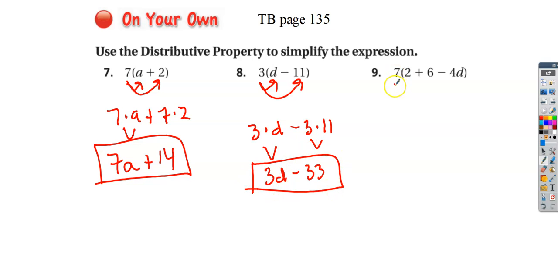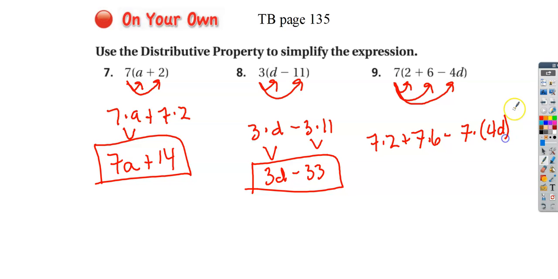Okay, last one. This is a little trickier because there's 3 multiplications to do. 7 times 2 plus 7 times 6 minus 7 times, I'm going to put the 4D in parentheses because there's more than one number or variable. And then I'm going to do the math with 7 times 2 is 14, 7 times 6 is 42, and then I have a minus. Now here's what I want to do. My first step is to regroup. I'm using the associative property.